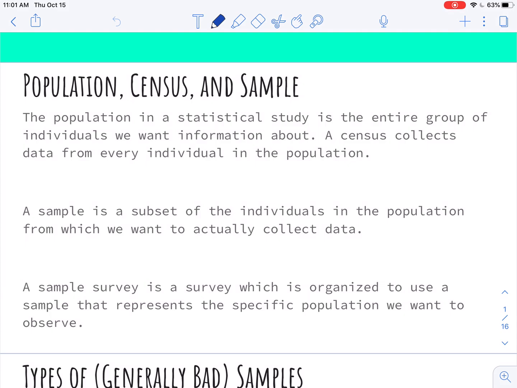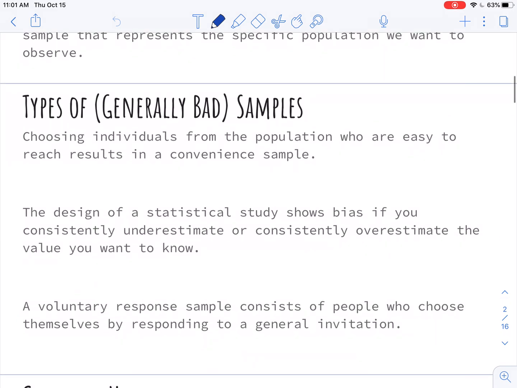All right. So, types of generally bad samples. Choosing individuals from the population who are easy to reach is a convenient sample. So let's go back to polling. Let's say that we wanted a Wisconsin state poll, so the people doing this left their house, walked down the street, they live in Wausau, and they just asked the first 100 people in Wausau they see. That's a convenient sample. This is a generally bad sample.